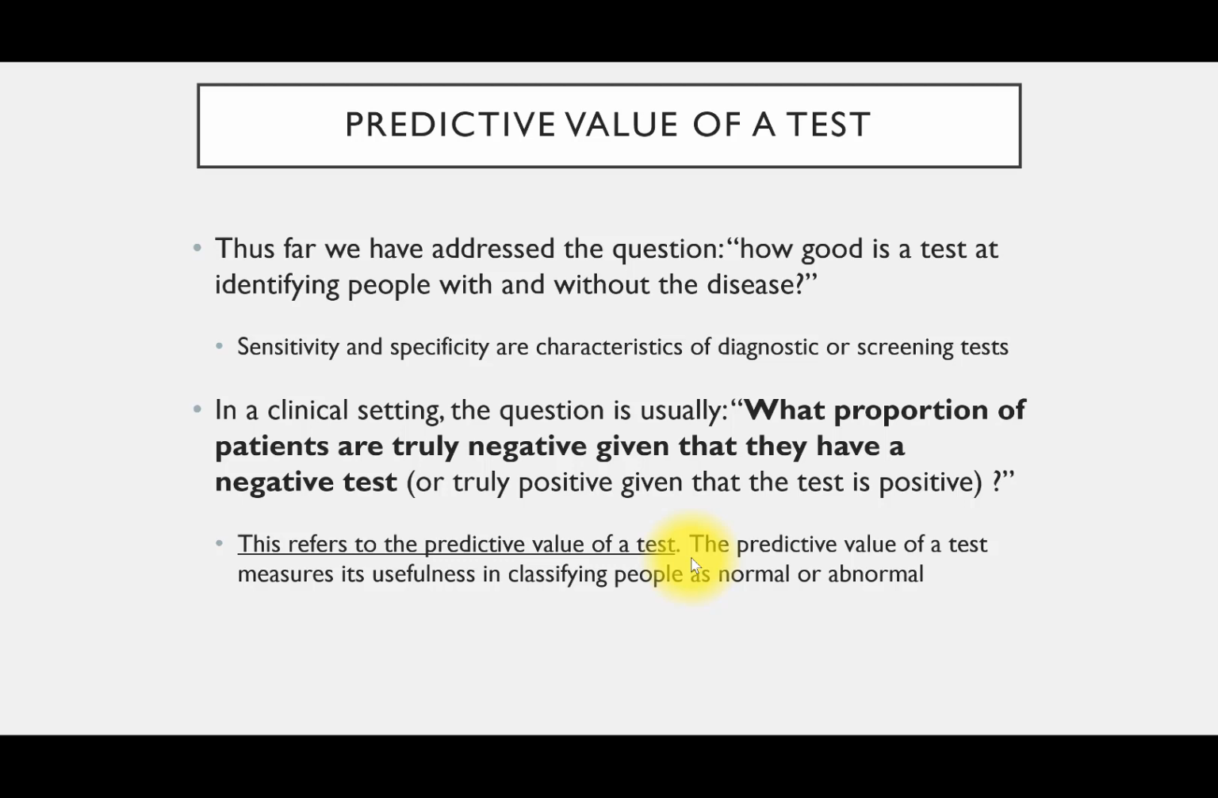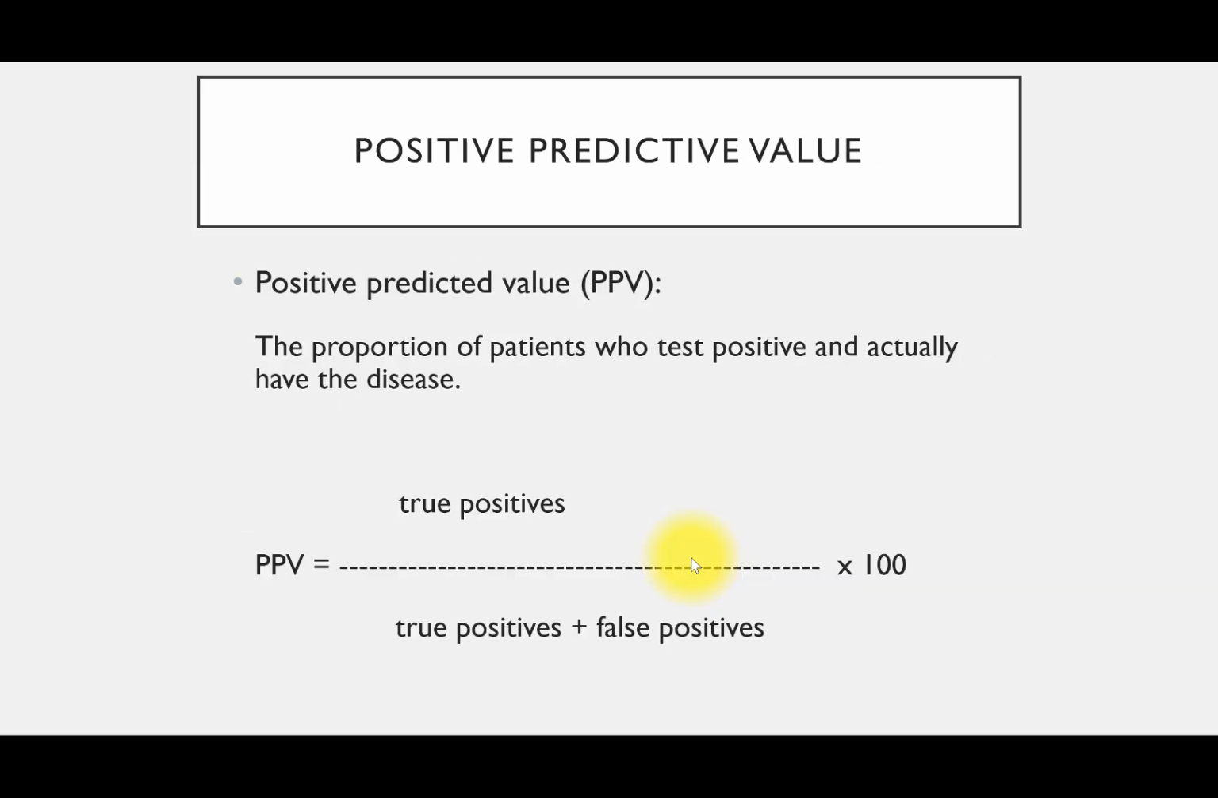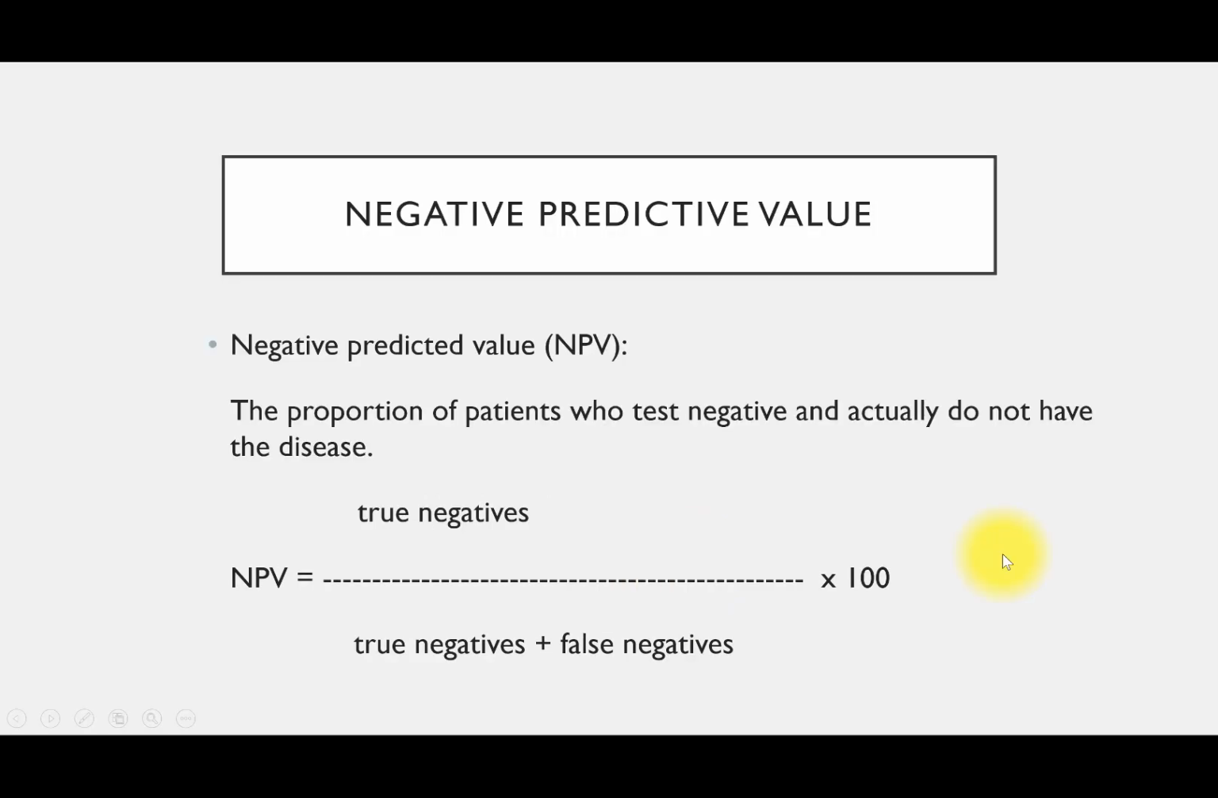Essentially here, what we're asking is how well a test predicts the result. We are looking to find the probability that the result of a test captures the true state of disease for the patient. That is called the predictive value of a test. Here's the formula for the positive predictive value, which means the proportion of patients who test positive and are actually positive. And then we also have negative predictive value. Negative predictive value is the proportion of patients who test negative and actually do not have the disease.